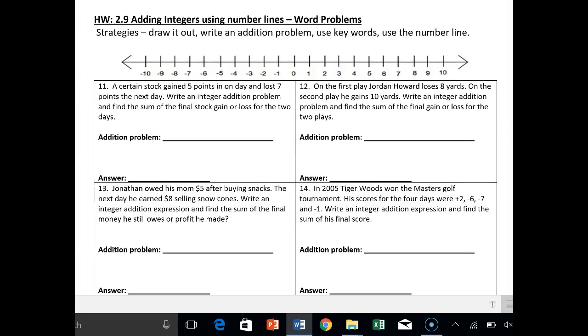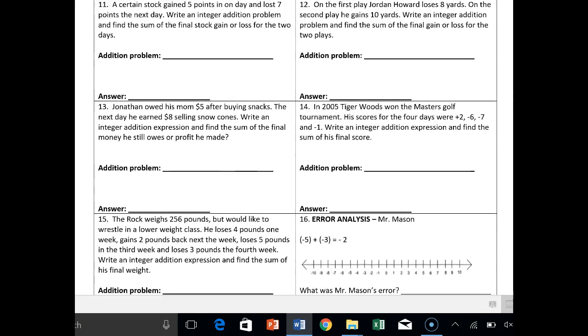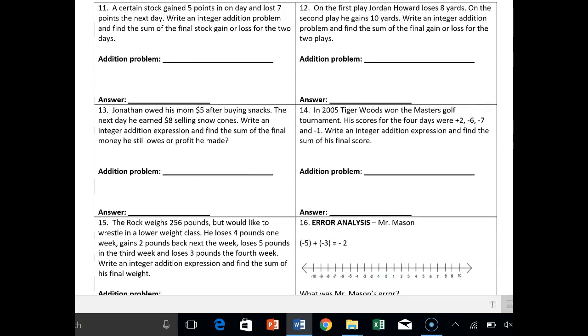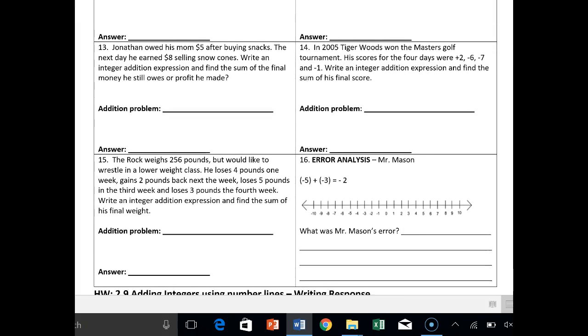Let's move over to the back side. So we have a whole bunch of word problems here, and basically what I want you to do, read the word problem, write the addition problem that's been put there, and then solve it.